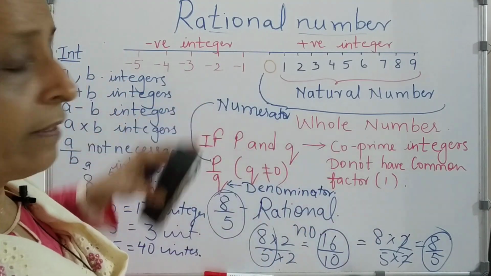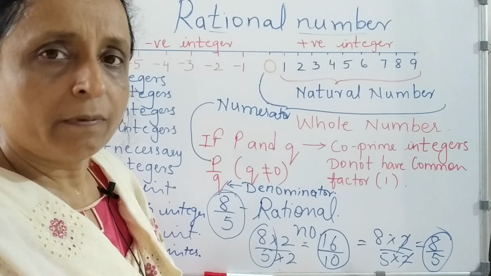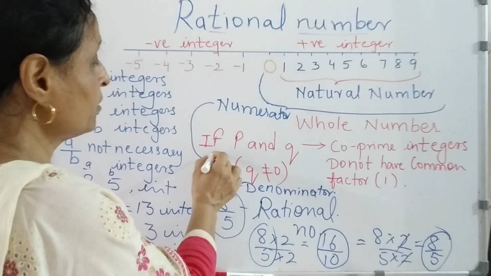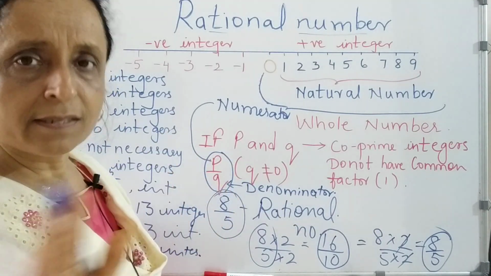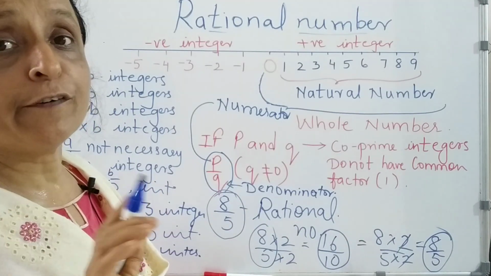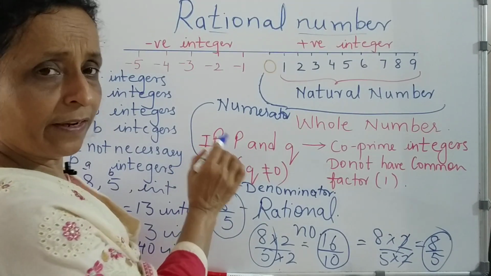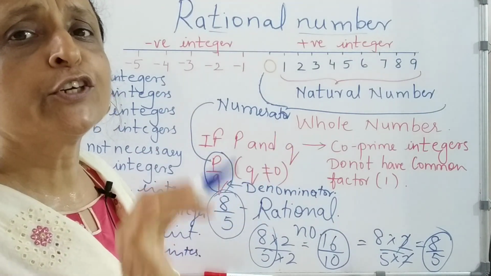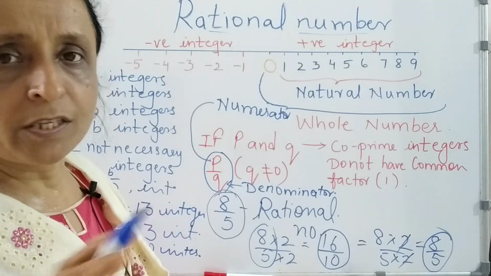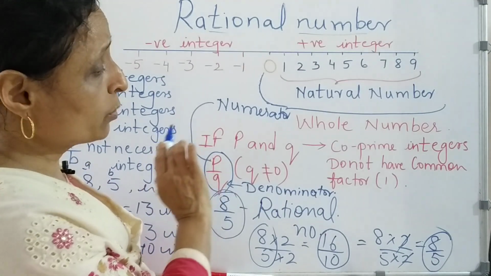Now this numerator can be 0, so the answer will be 0. 0 divided by any number remains 0. But if the denominator is 0, it makes this ratio meaningless. It is meaningless dividing by 0. So always remember that Q should never be 0. So this is what a rational number is: the ratio of P by Q, where Q is never equal to 0, because that will make it meaningless. So it's very simple.